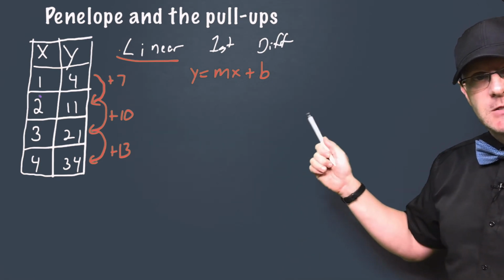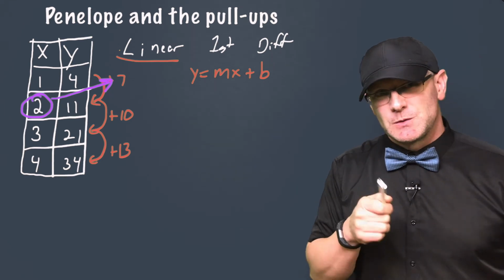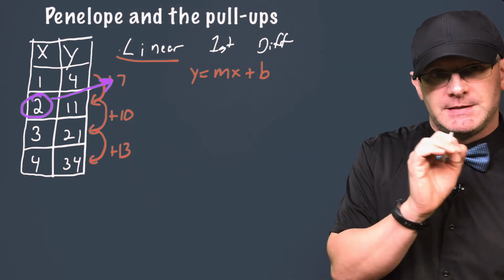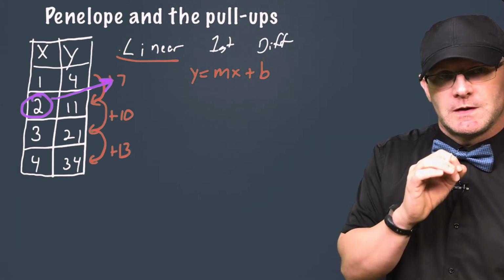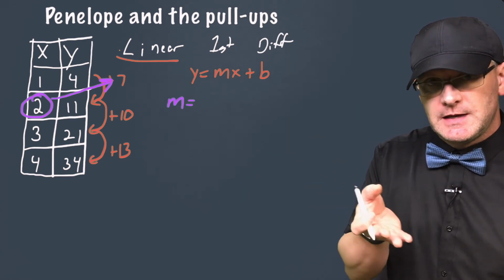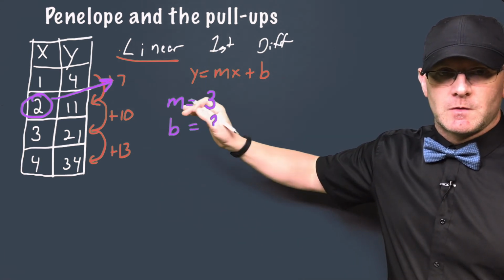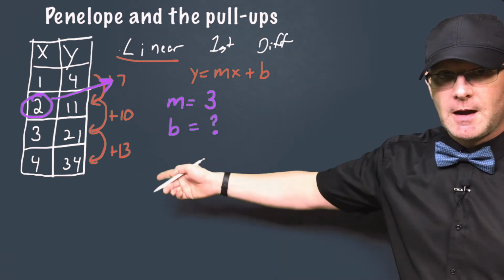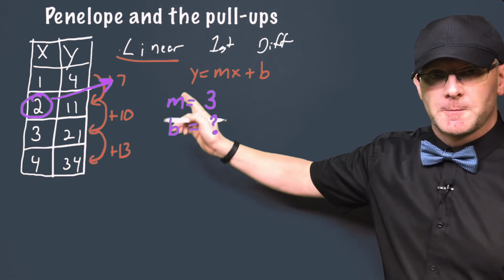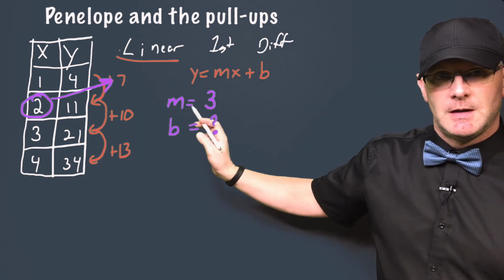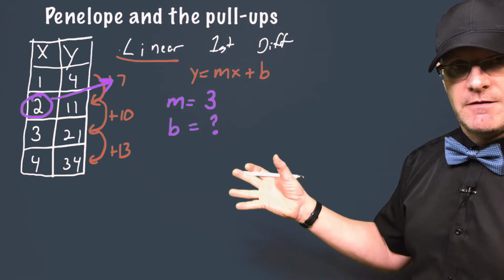Well, I don't know what my b term is. So I'm trying to figure out the relationship between the input, the day number, and the first difference. So to get into day 2, we have a first difference of 7. I'm not looking for the output, not looking for the total number of pull-ups. I'm looking for the relationship between the input and the first difference. That's going to show me 7.